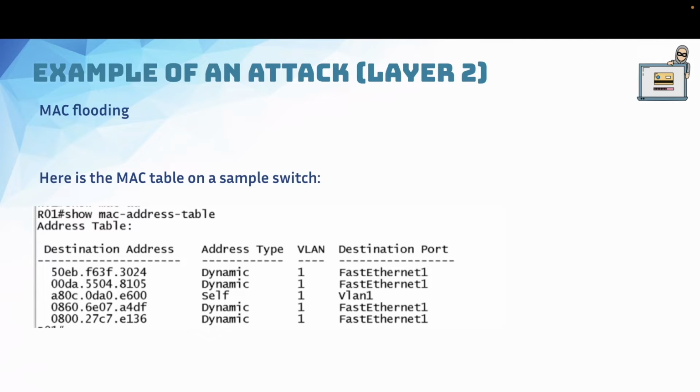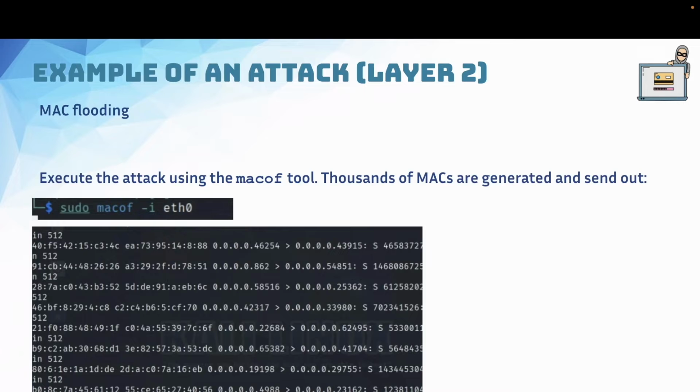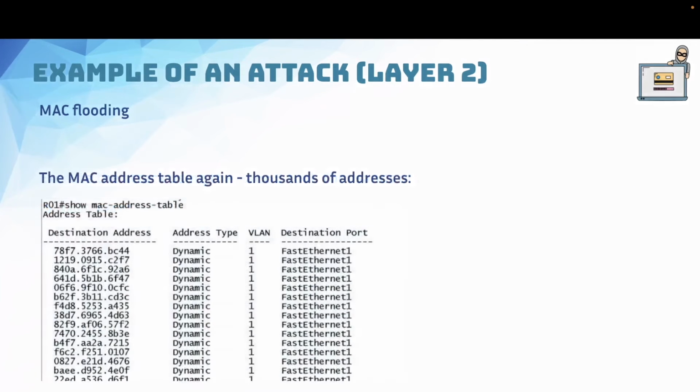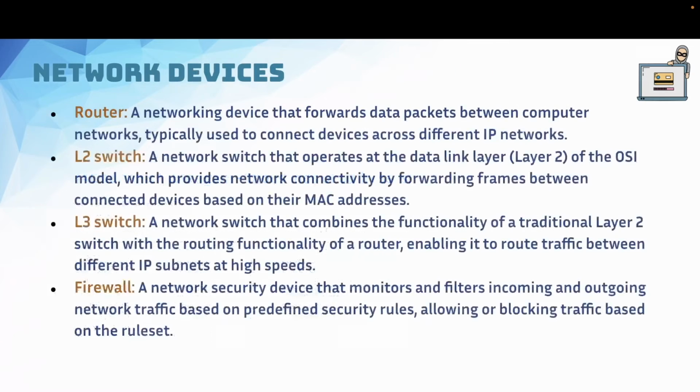So you have your destination address linked to a destination port. That is your MAC table on a switch. If we execute the following command, this is using the macof tool, it's going to generate thousands of MACs and send them out. As you can see, macof -i and then on eve0, for example, it will start flooding that MAC table with useless addresses, and those are going to be in the thousands. And that is, of course, not a situation you want to be in.